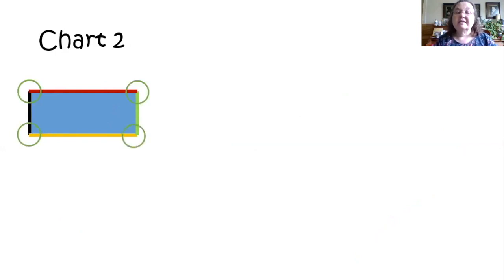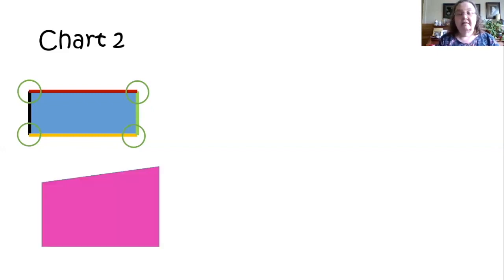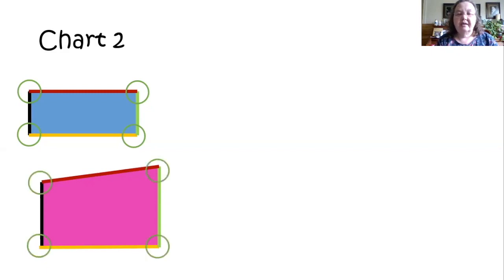Okay, now take your 4 manipulatives and make a different shape with them. All right, here's mine. And let's count to see that I have 4. 1, 2, 3, 4. And let's see if we have 4 angles and vertices. 1, 2, 3, 4. We sure do.